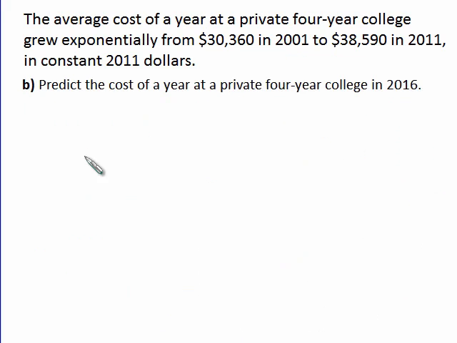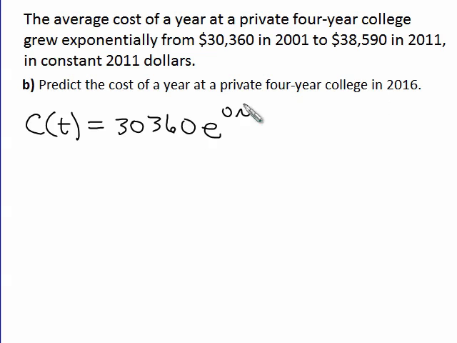Part B wants us to predict the cost of a year at a private four-year college in 2016. So starting with my model, I had C of t is 30,360 e to the 0.024t. Now they want the cost in the year 2016. So the first step is to subtract off my original year, which was 2001, and see that t will be 15 years from the original year to 2016.